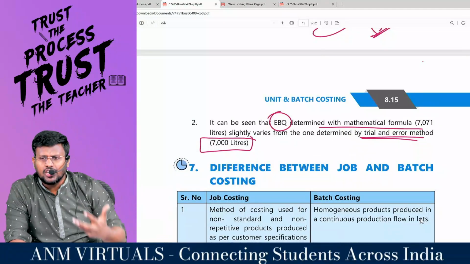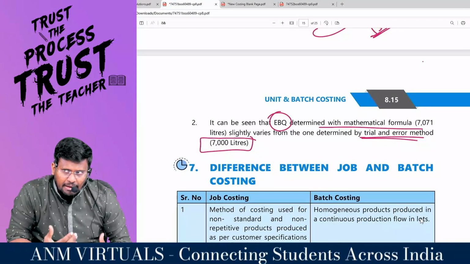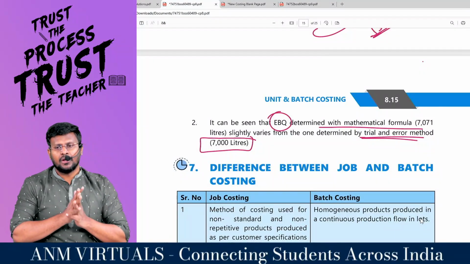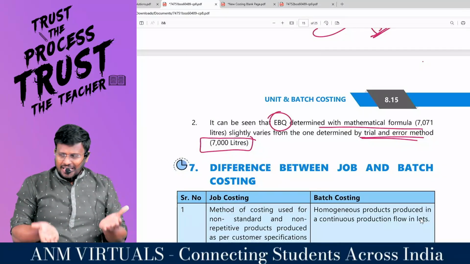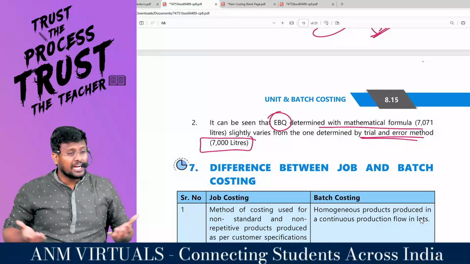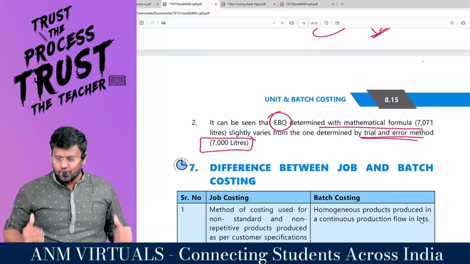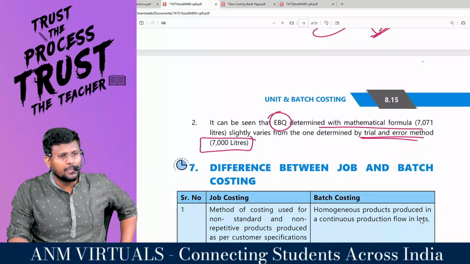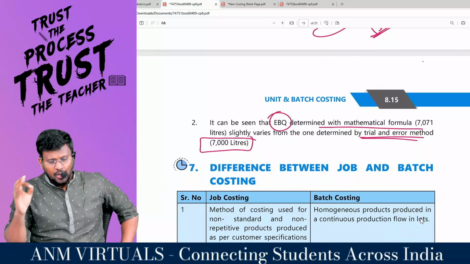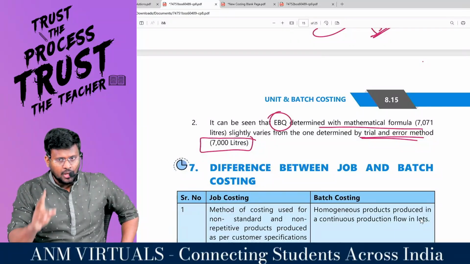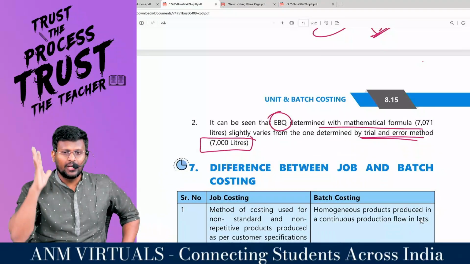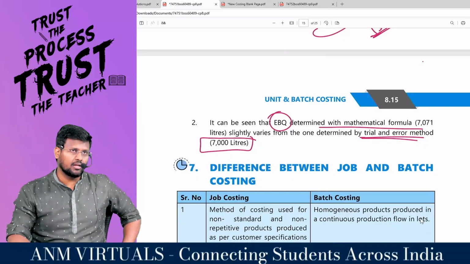EBQ is the level at which your carrying cost will be exactly equal to the setup cost. Because if one increases and the other decreases, you will lose the equilibrium. So it is the economic or equilibrium level at which your carrying cost will be exactly equal to the setup cost. With this, we are through with 2 chapters, my dear lovable students. Unit costing and batch costing comes to an end.